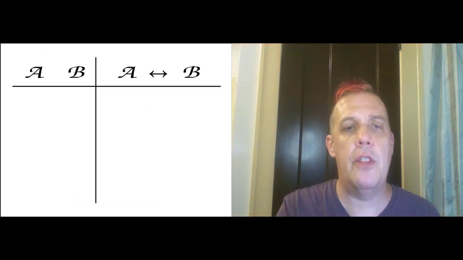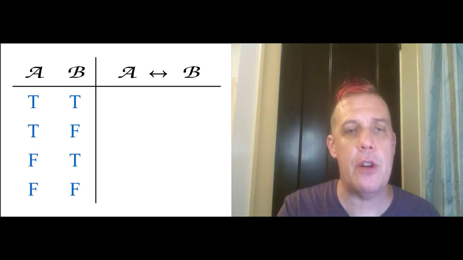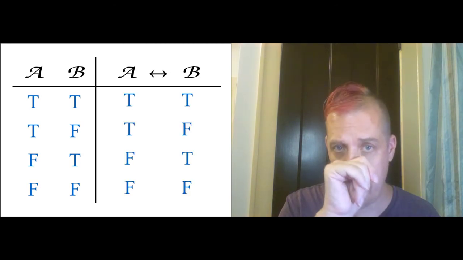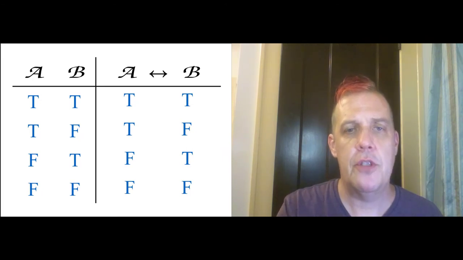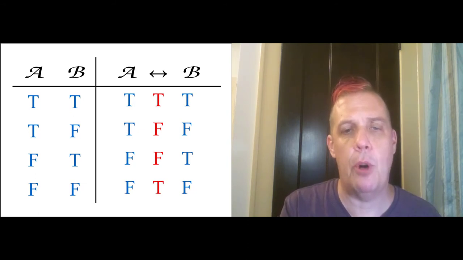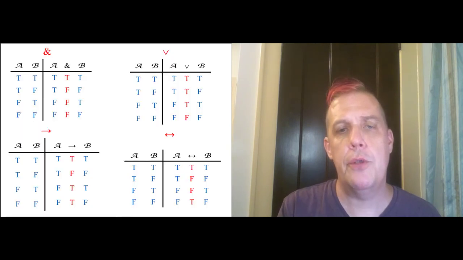The last connective that connects 2 things together is the biconditional, the double-headed arrow, if and only if. What this says is that the 2 sides have to match. So if both sides are true, the whole thing is true. But if the 2 sides don't match, it's false. And then on the final line, when both sides match because they're both false, the whole thing is true. Those are the 4 truth tables for the connectives that actually connect 2 things.